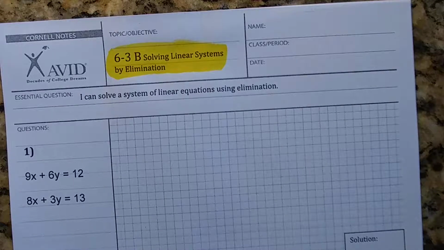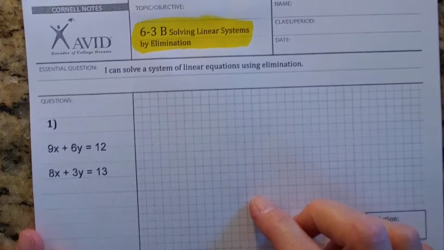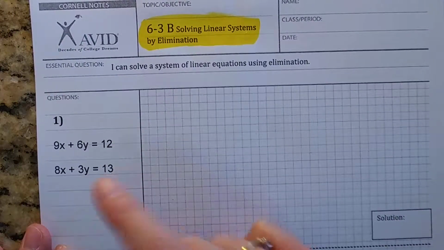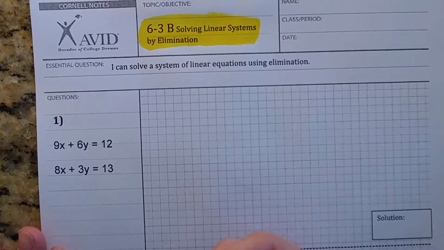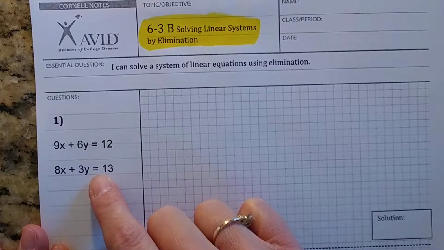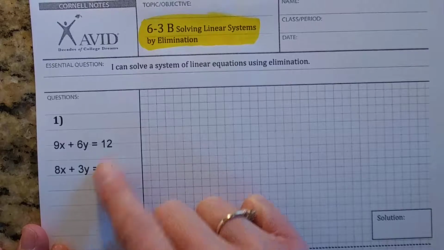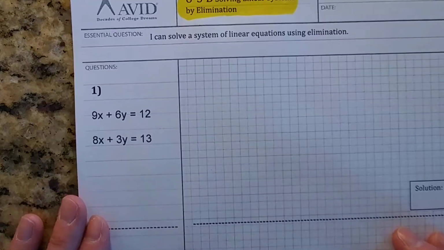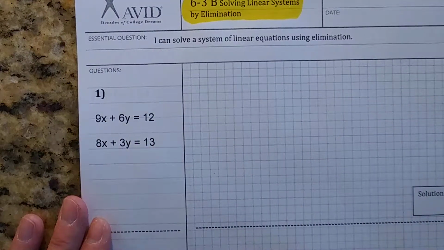Now, if you were in class for 6.3a or you watched the 6.3a video, you learned how to solve a system by elimination. It's where we add the equations together to get one of the variables to eliminate. But sometimes we do have to change one of the equations, or both, by multiplying by something. So let's take a look at example number 1.